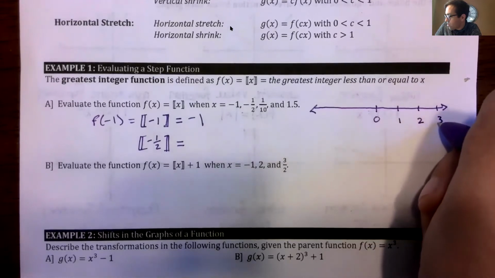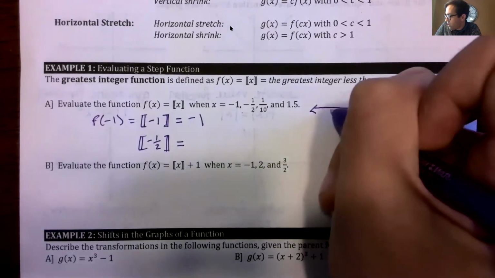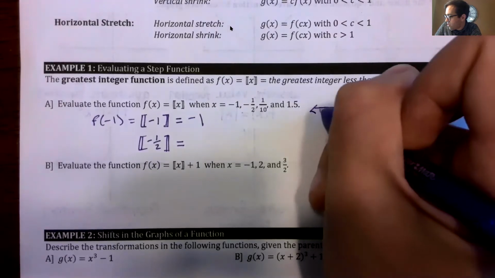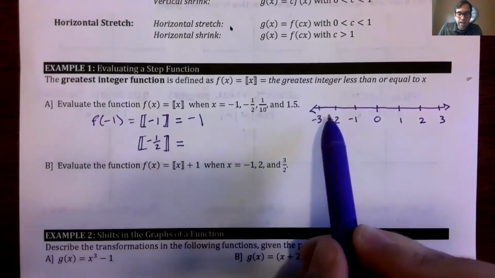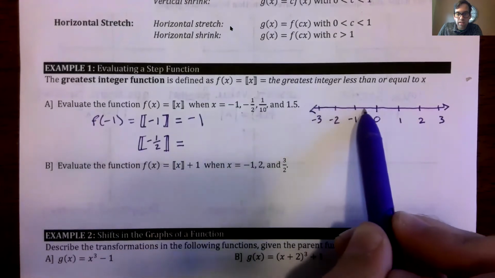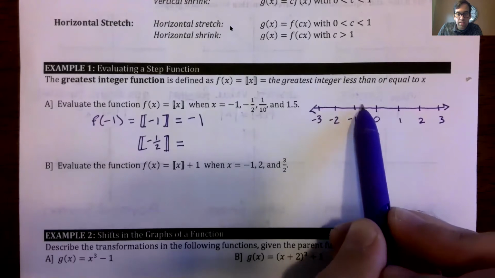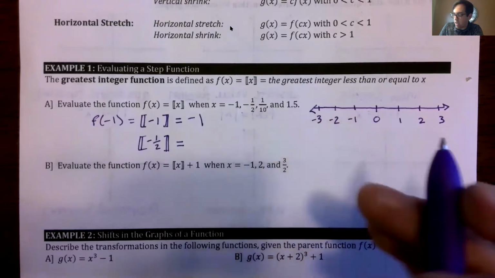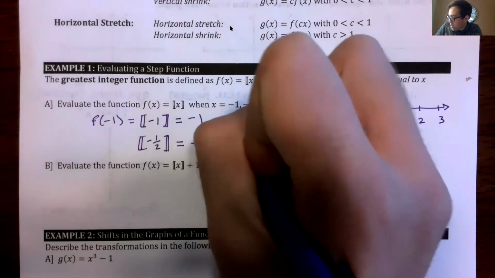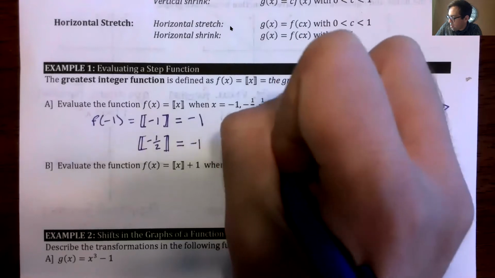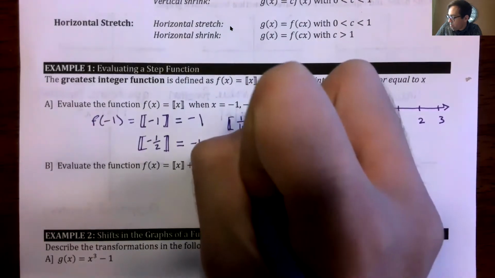And all of the numbers that I'm writing are integers. Okay? And if we think about where -1/2 is on this number line, it's right here. And we want the greatest integer that's less than that. So it's going to be -1. We're also going to try 1/10 and 1.5.